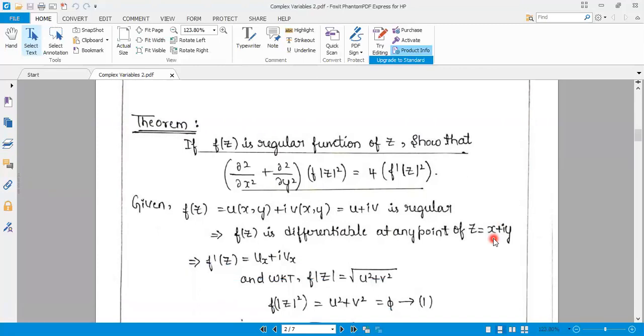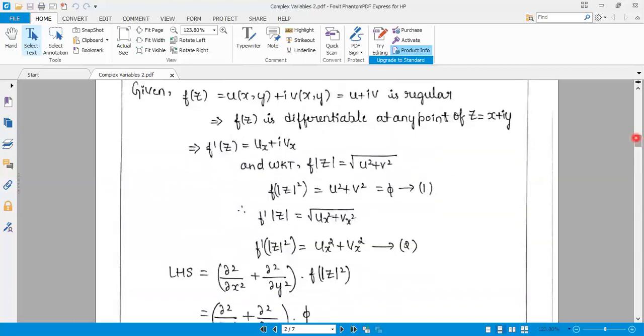Now consider the complex valued function f(z) = u plus iv. When you differentiate with respect to x, you get ux plus ivx. Take the modulus, so it will be the square root of ux² plus vx². Squaring on both sides, |f'(z)|² equals ux² plus vx². We call this equation 1. So this is the right hand side.